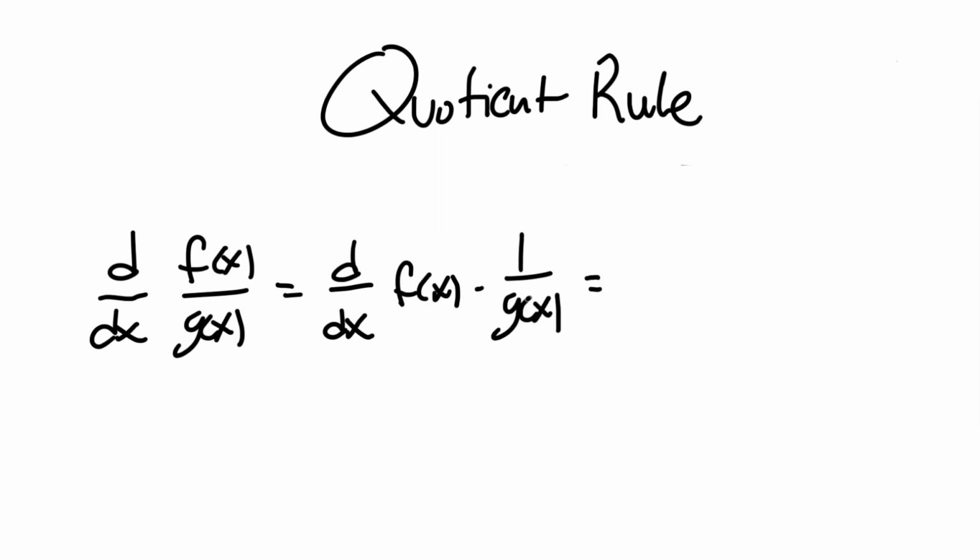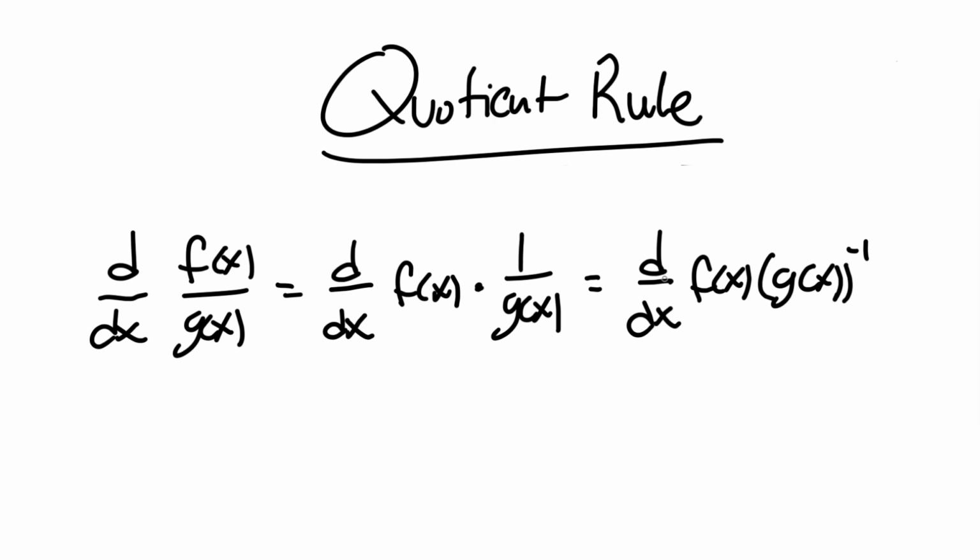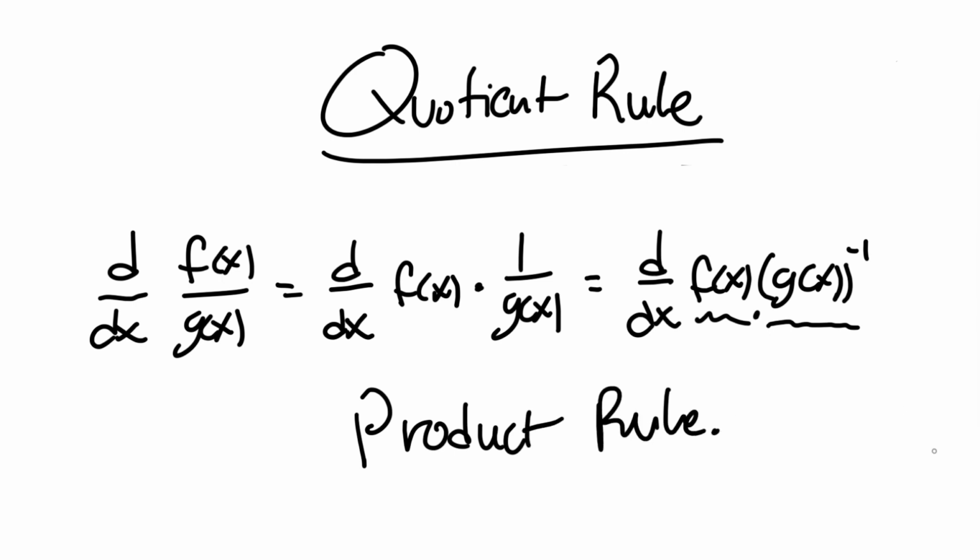Now we could rewrite this as the derivative with respect to x of f of x times g of x to the minus 1 power. That's the same thing as taking the reciprocal. So now we can see, well, it took me a second, but we can see that we have a derivative of a function of x times another function of x. And so what that says to me is product rule, right?